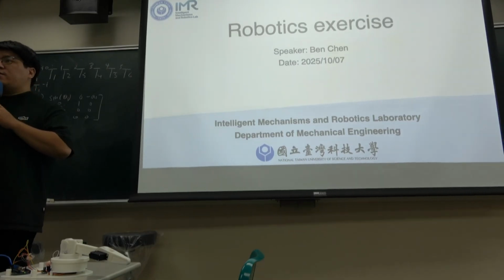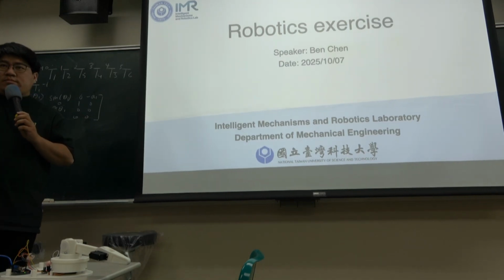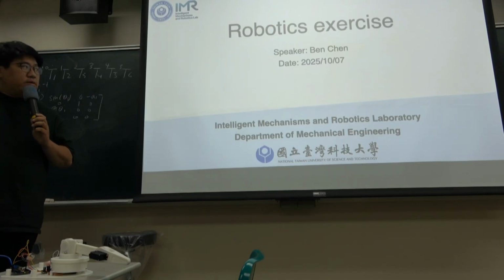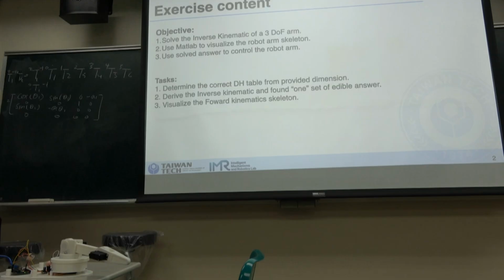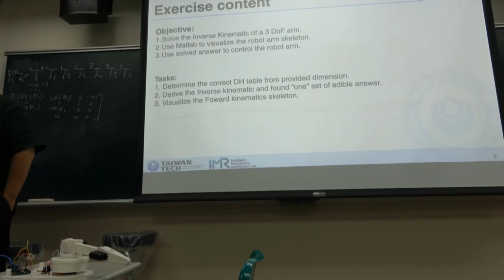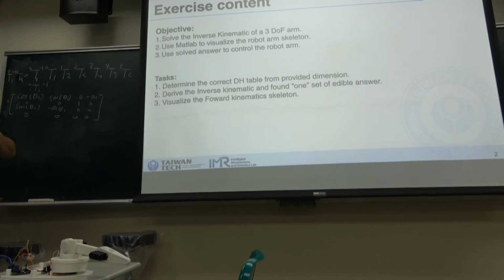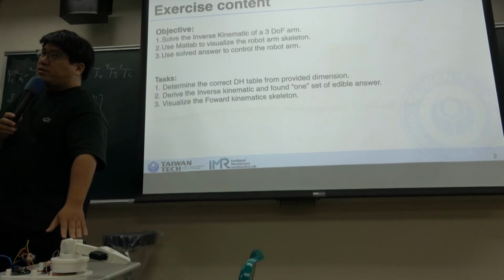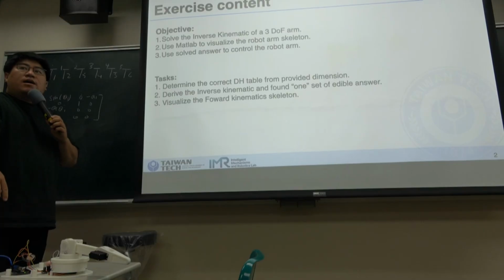I'm a master student from IMR, from Professor Lin's lab. And today we are going to do some practice about inverse kinematics and forward kinematics. So first, we want to solve the inverse kinematics of a 3 degree of freedom robot arm right here. This is the target you want to solve today.